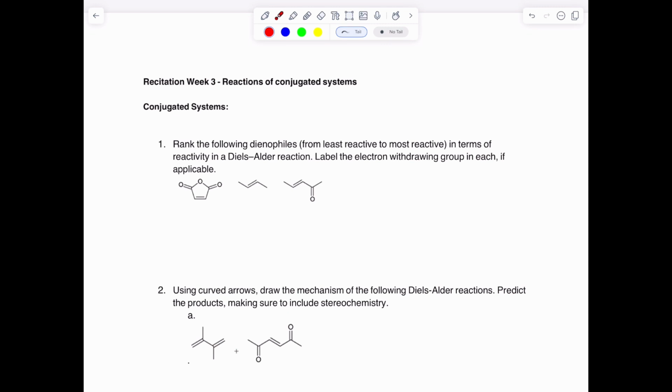I know at the top it says week 3 and we are more than 3 weeks into the semester, so I'm guessing that's a typo. But anyways, let's jump in with question 1.